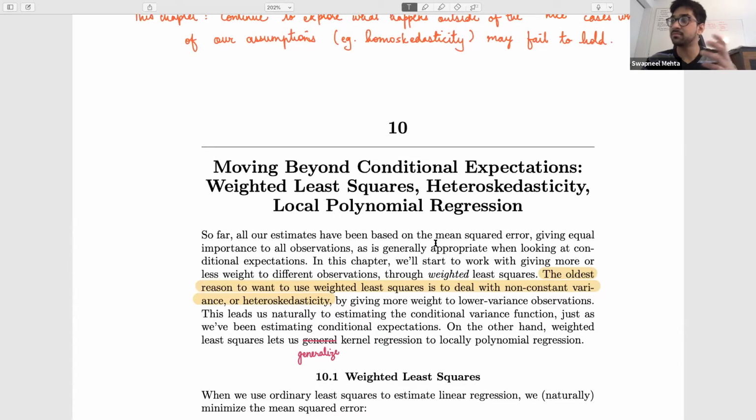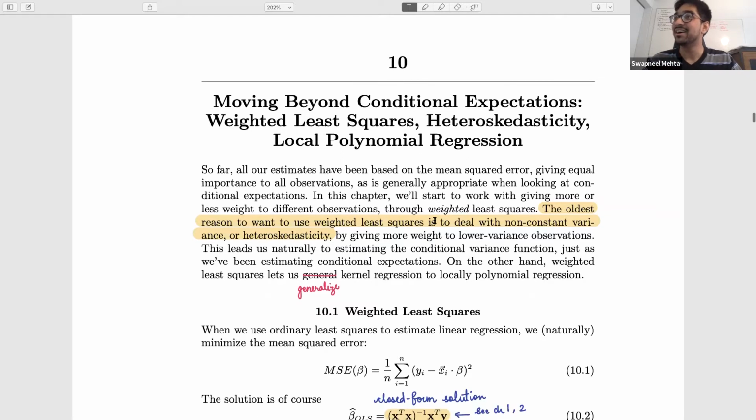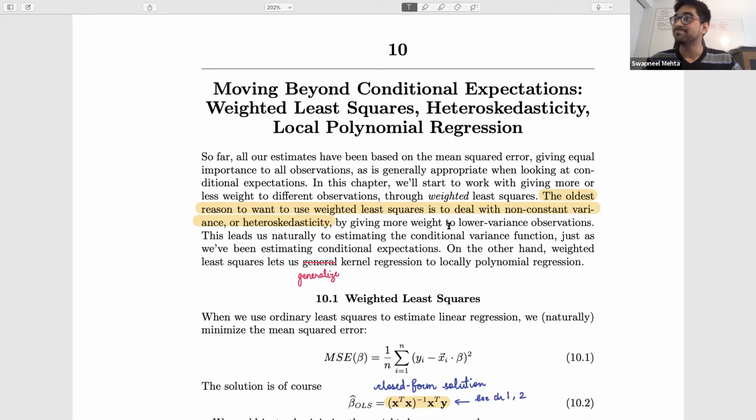And that gets us to this point where we've been talking about giving equal importance to all observations, as is generally appropriate when looking at the conditional expectation. I don't know how familiar you are with expectations and variances, but if not, then we'll get to that also in the review. I'm struggling to give you all the background of 10 chapters immediately, but bear with me here. I'll just continue with this chapter as is.